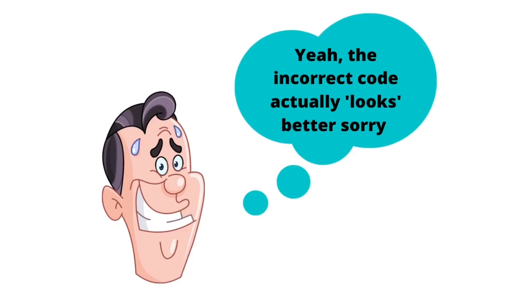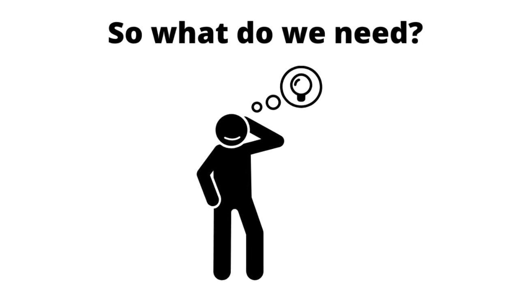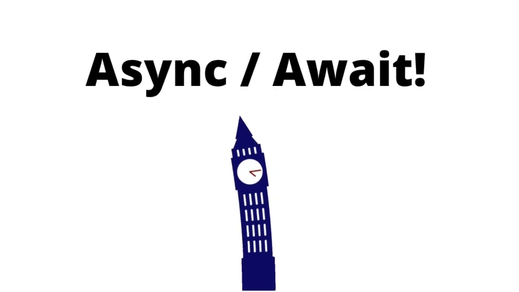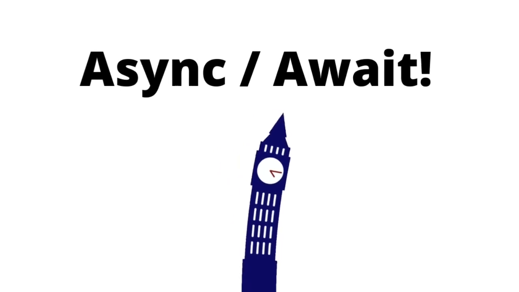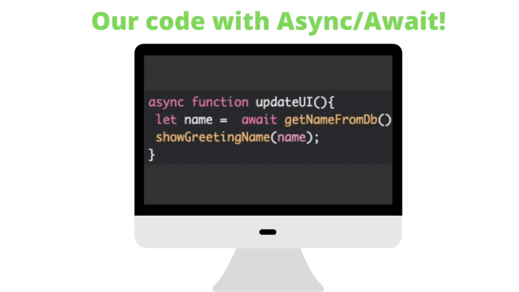And so is there a way that we can make our promises easier to read? Yes, there is, and that's called async await. Async await is syntactic sugar for promises, which means that it makes promises just look easier to read or easier to use. This is our previous code with the promise refactored to use async await instead.